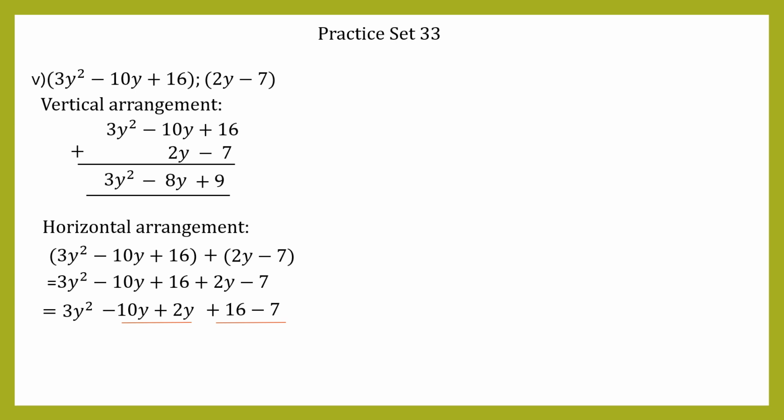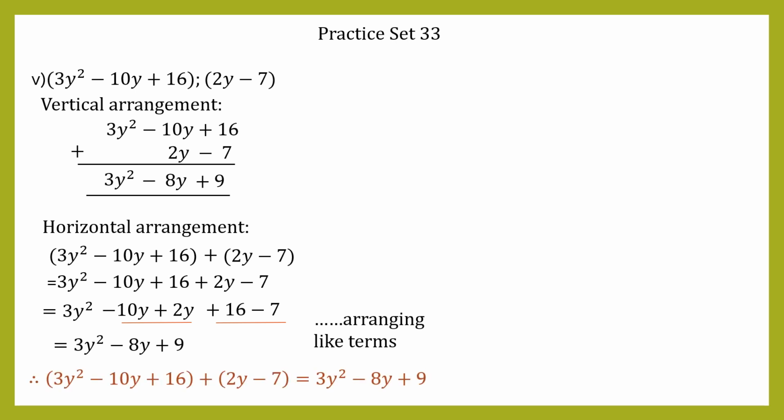So let's underline the like terms. So we have arranged like terms. Now 3y squared will come the same, then minus 10 plus 2 is minus 8, so minus 8y. Then 16 minus 7 is plus 9. So our final answer is 3y squared minus 8y plus 9. You can write the final answer.